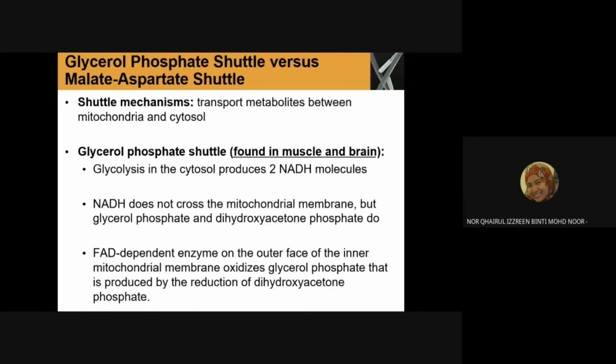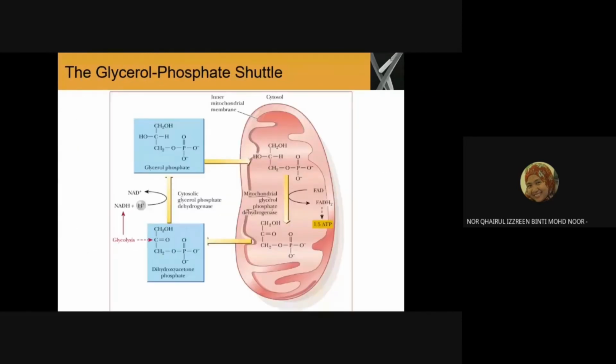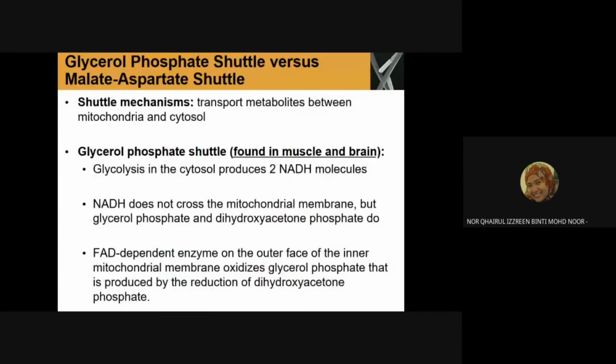Types of shuttle mechanism. What is a shuttle mechanism? It transports metabolites between the mitochondria and the cytosol. We have the glycerol phosphate shuttle, which is found in muscle and brain, and another one is the malate aspartate shuttle, which is found in kidney and liver, and we look into it later on. First we look at the glycerol phosphate shuttle, found in muscle and brain.